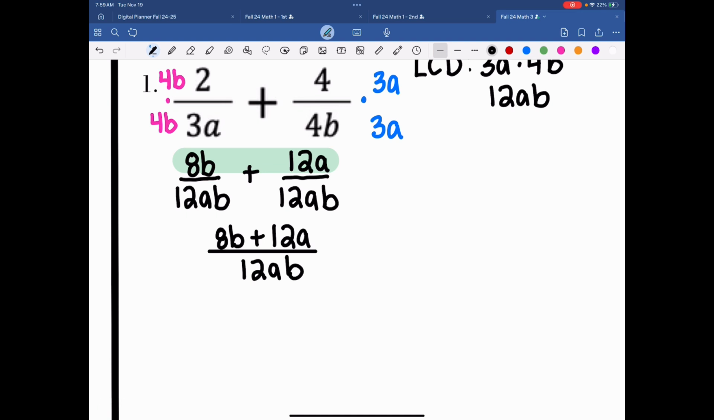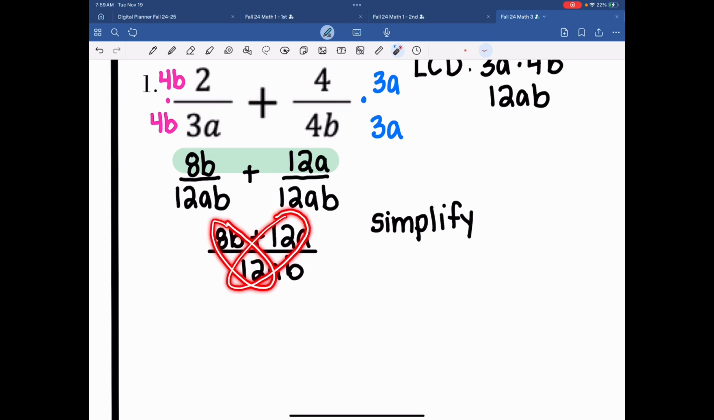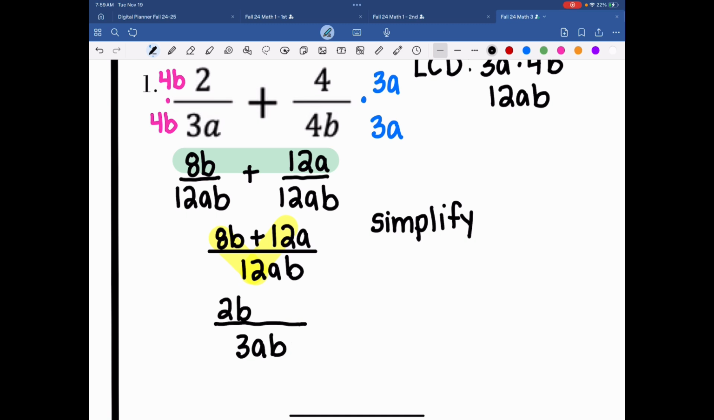Now, I can simplify this a little bit further. I know these are both divisible by 2, and these are both divisible by 2 as well. So when we're looking at this situation, if we divide this out, we're going to say 8 divided by 12 and 12 divided by 12. So this is going to become 2b over 3ab plus 3a over 3ab. So basically we divided all of it by 2.